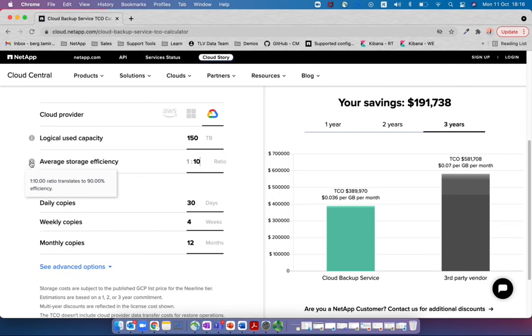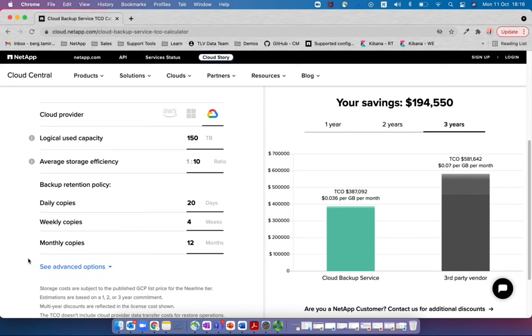Next would be to set the data retention policy based on the number of daily, weekly, and monthly copies we'd like to maintain. Now, standard policy is usually 30 daily copies, 4 weeklies, and 12 monthly copies. But again, these can be altered. So again, for the sake of this demo, let's say I want to have 20 daily copies, okay? As you can see, everything is completely interactive and changes as you go.